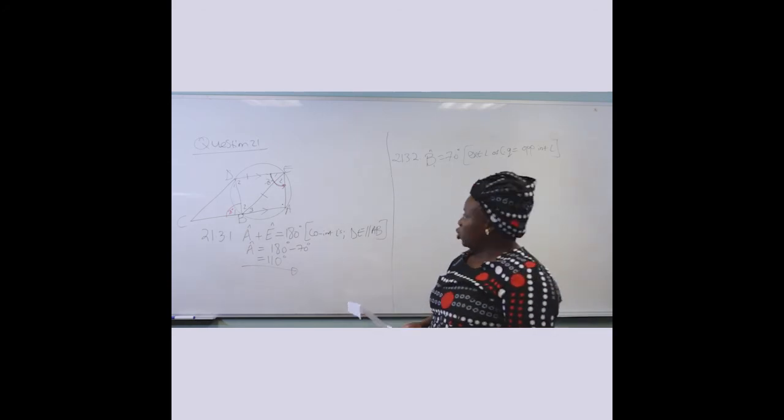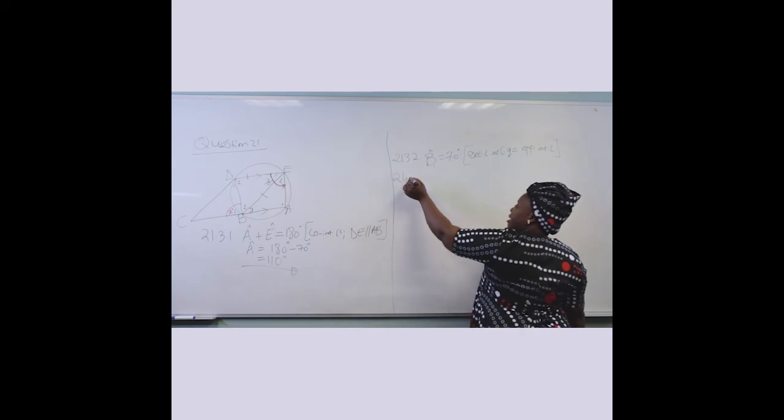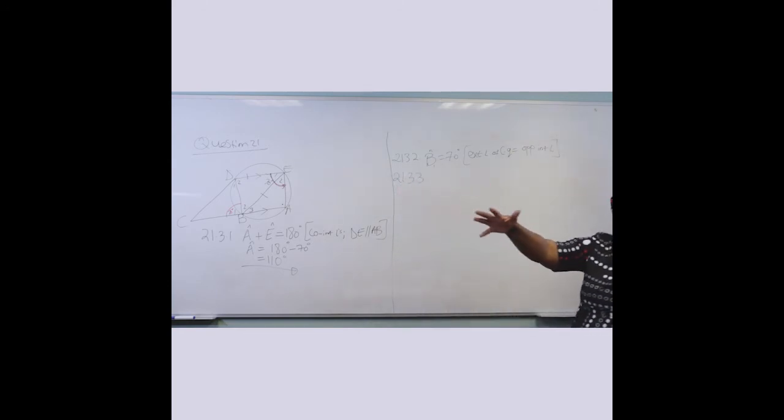Now find D2. They want you to find D2. We are playing around the same numbers if you look at it. Now can you see that D2 and A, they are opposite to one another?